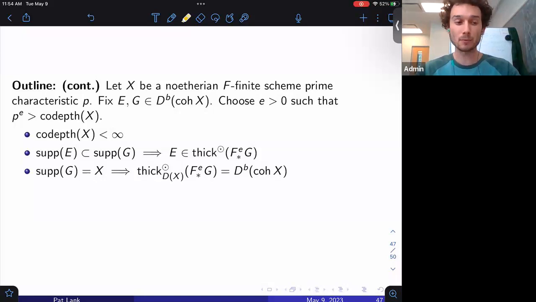And what we're reducing is the problem about how can I generate the residue fields locally? And do I have enough control on those iterates? And again, we're using this codepth, given that it's finite, to actually have control on the number of iterates needed.